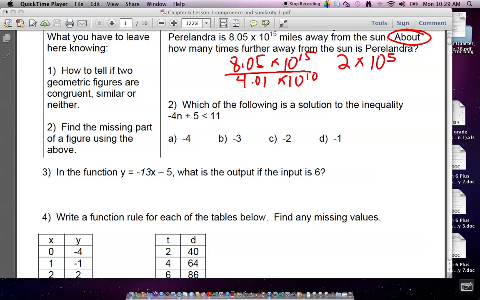Okay, next, number 2. Negative 4n plus 5 is less than 11. Let's solve it. What's the danger moment of this question before we even start? What do you have to be like? It's like a snake hissing at you, ready to bite. Go ahead. Sign. Yeah, the sign in front of the 4n, the negative 4n.